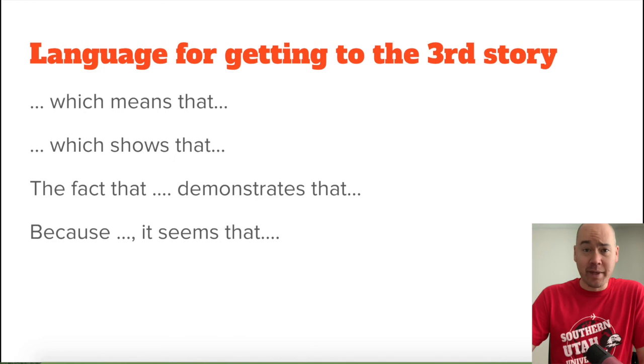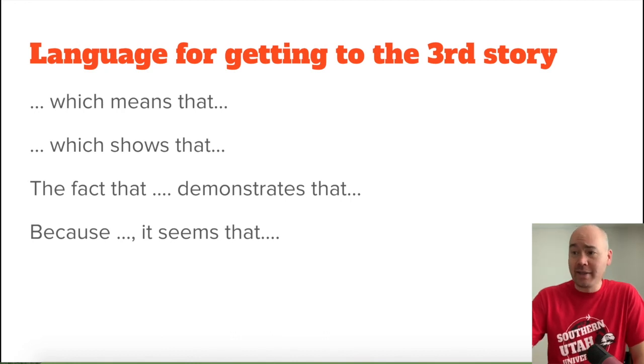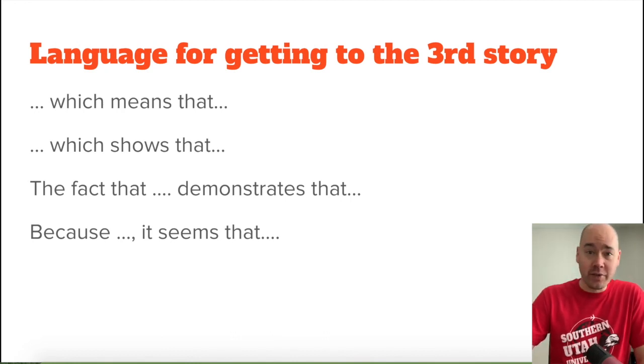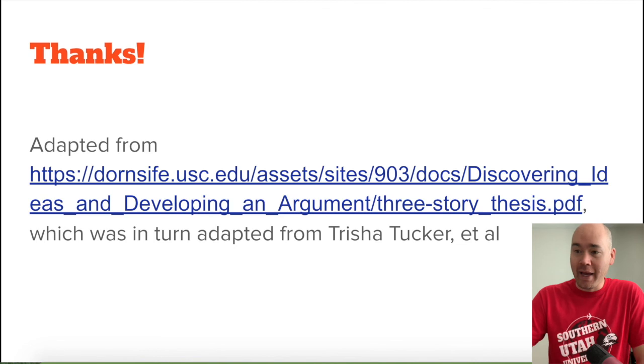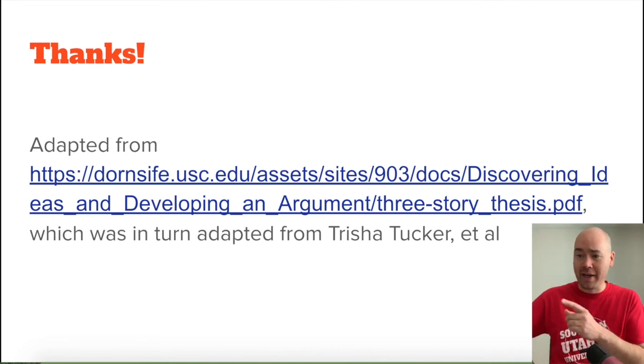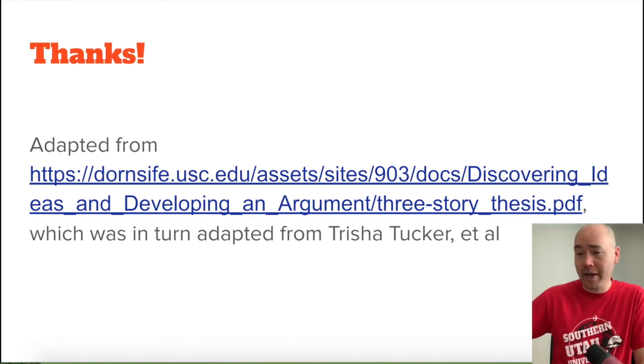So I hope this has been helpful. I hope you can use these tips and this language for writing a deep thesis that your teacher will enjoy and be impressed by. And if you want to see the original version of the three-story thesis, it's not my idea, by the way. I got it from this article here. You can read this article and see what the original authors say about writing a three-story thesis.